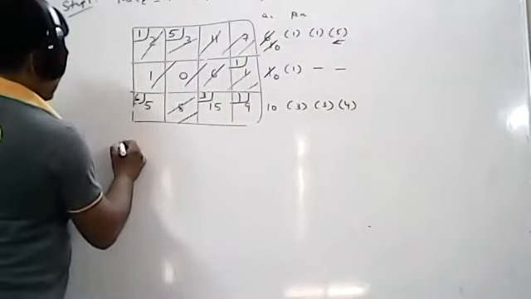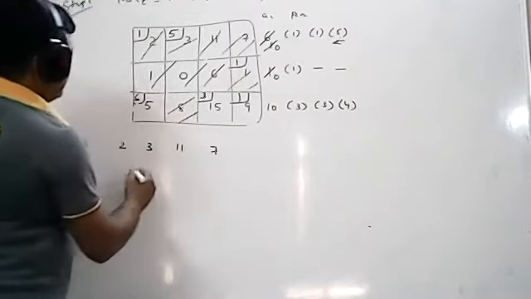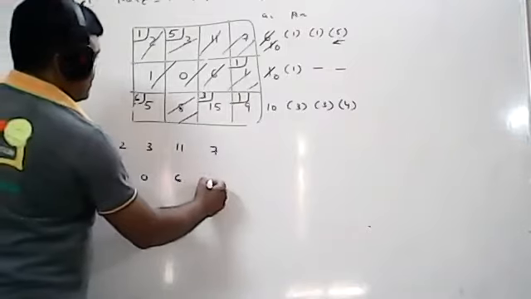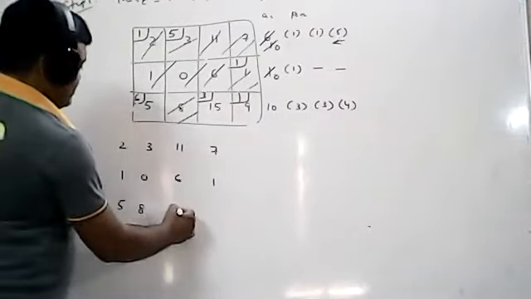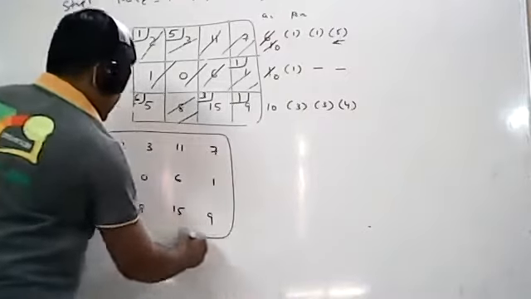So I will draw the table as it is: 2, 3, 11, 7. Next one is 1, 0, 6, 1. And then 5, 8, 15, 9. So this is the table I am considering.